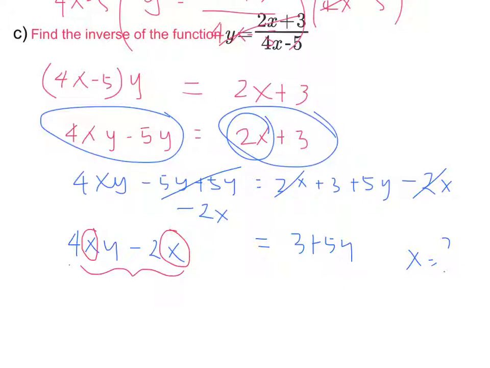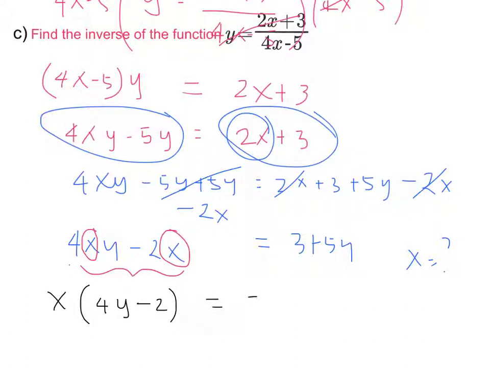And make it 4y minus 2. Not really. Richard, you were saying something. You take out the x, and 4y minus 2. Is that okay? Yes. 4y minus 2.